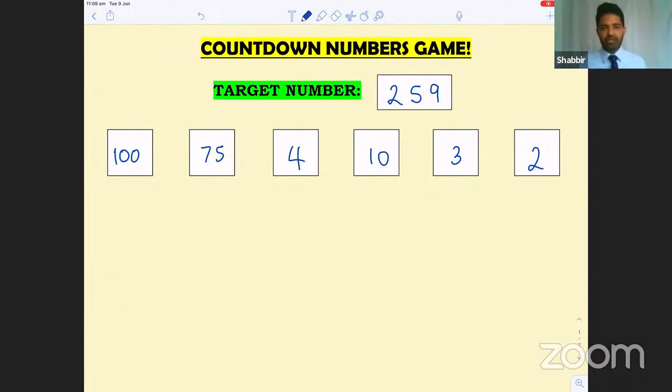Have you got it yet? 259 is the number that you're trying to make. Okay. Let me know if you've worked it out. You've got 3.5 minutes left. You can only add, subtract, multiply, or divide, guys.